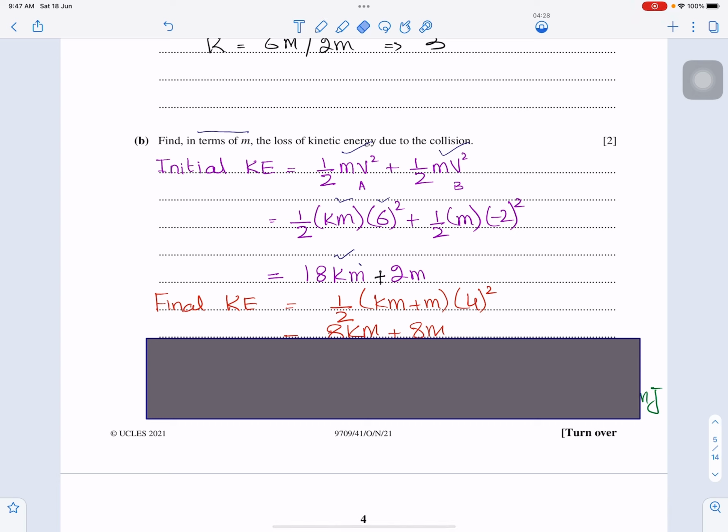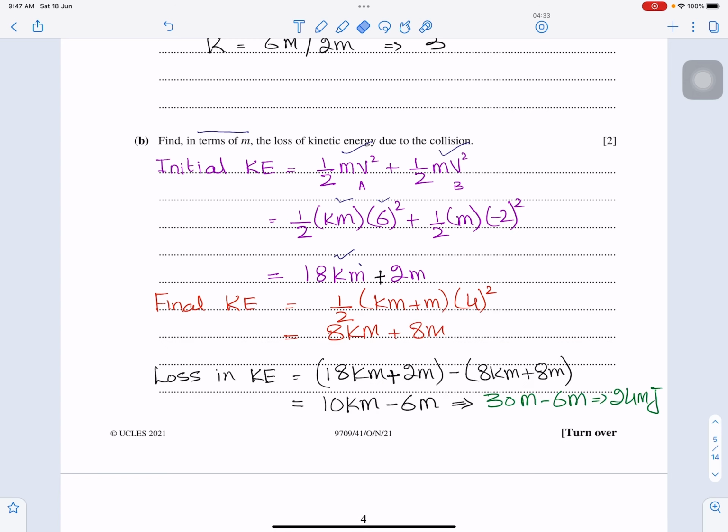So I have combined the masses of two bodies and then simply solving it. So I got one expression from here in red, you can see, and the other expression from here in purple color. Now loss in kinetic energy, to find out the difference, you are simply subtracting the two kinetic energies and you got here 24m joules, right? So this is how you will solve the question. I hope it makes sense to you.